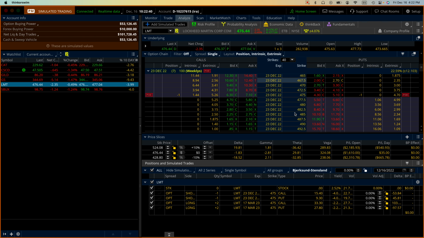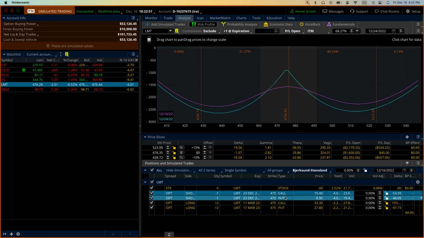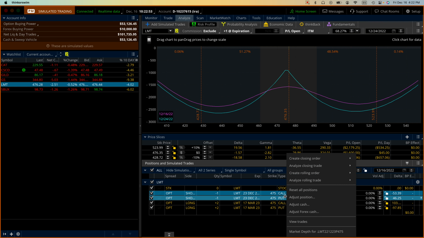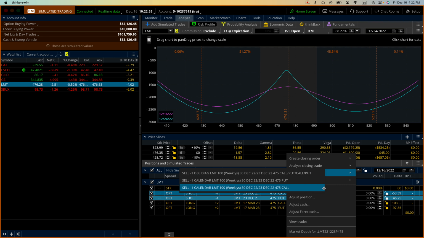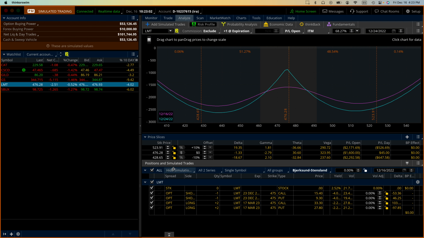Okay, so I'm going to do my rollover. How do I do a rollover when we are so close to the middle, to the expirations, to the strike price? Well, you need to roll over both calls and puts. So you select both, and then you say analyze rolling, and you select double diagonal, then show that.